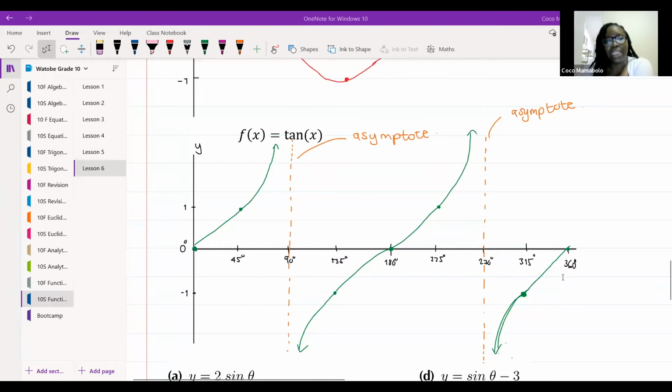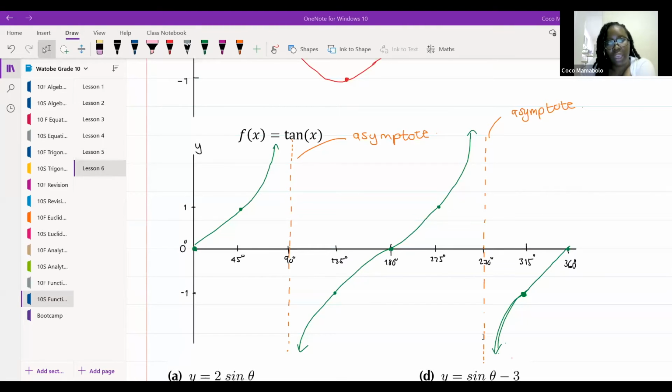That's it. It increases and decreases, but whether it's increasing or decreasing, it can't touch the asymptote when it gets there. Okay, Samuel says, high school or FET? FET is high school. Okay. Yes. Funzo says, ma'am, is the tan graph the only one that has an asymptote?